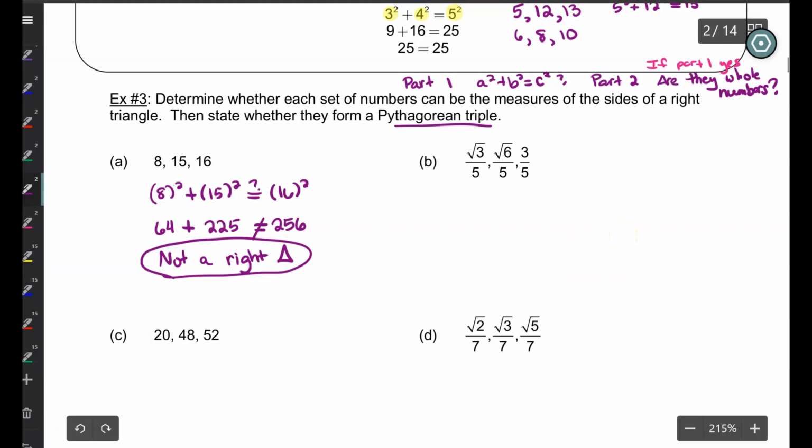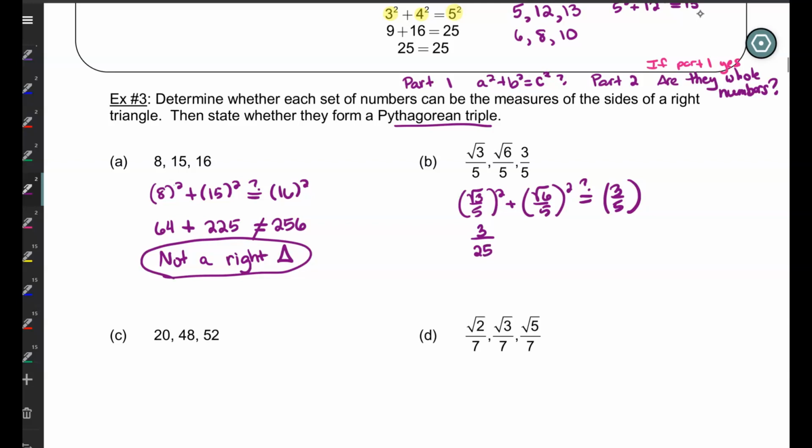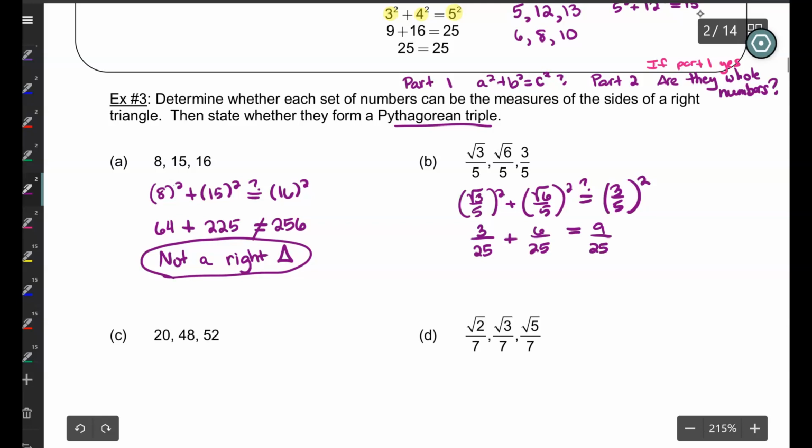Okay, so I want to take square root of 3 over 5 squared plus square root of 6 over 5 squared and see if that's equal to 3 over 5 squared. So I get 3 over 25, right? Square root of 3 squared would just be 3, but don't forget you have to square the 5 on the bottom. And then I'll get 6 over 25. Oops, I forgot to put my squared there, and I get 9 over 25. So is this statement true? Yes. So this is a right triangle. However, it's not a Pythagorean triple because we do not have whole numbers.